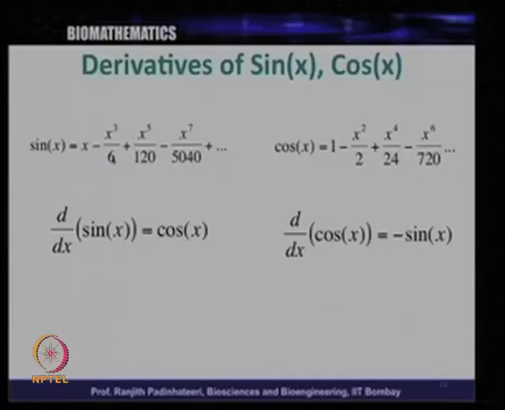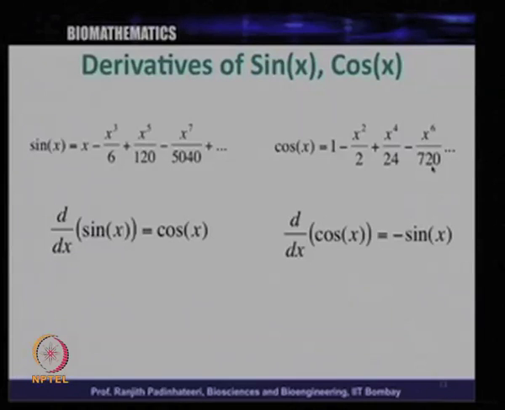As you see here, last time we had seen that the functions sin x and cos x are periodic functions, and they can also be written as a sum of a series of x, x square, x cube, etc. So basically sin x is x minus x cube by 6 plus x power 5 by 120 minus x power 7 by 5040 plus so on and so forth. And cos x is 1 minus x square by 2 plus x power 4 by 24 minus x power 6 by 720 and so on and so forth.